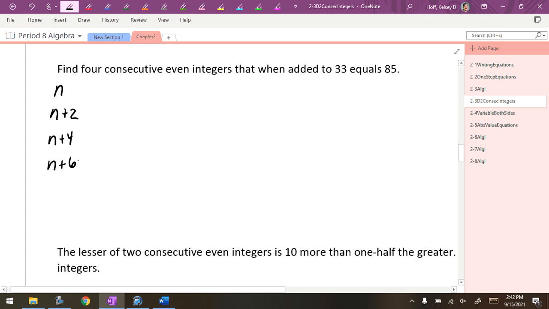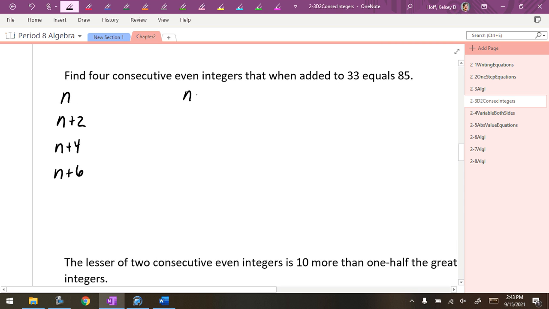Okay. Find 4 consecutive even integers when added to 33 equals 85. Take a minute and see if you can write this equation. Don't solve anything yet. Isaac, what you got? N plus 2 plus n plus 4 plus n plus 6 plus 33 equals 85. Thoughts? I would agree with that.